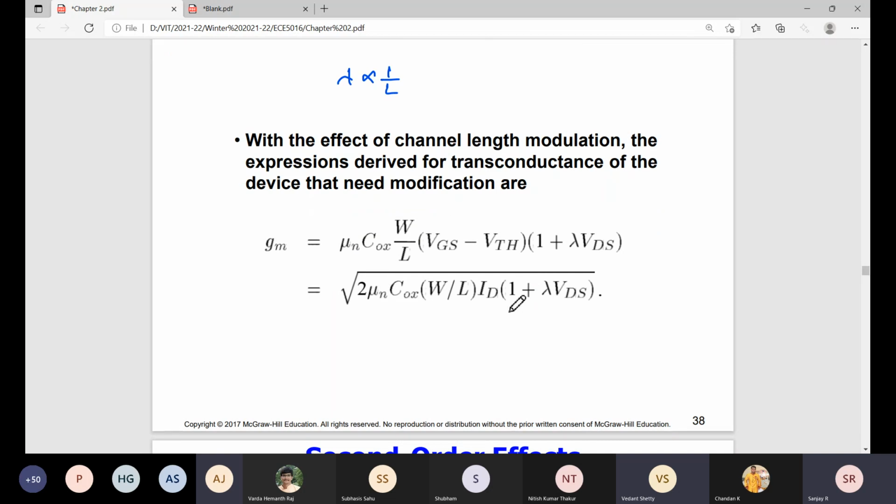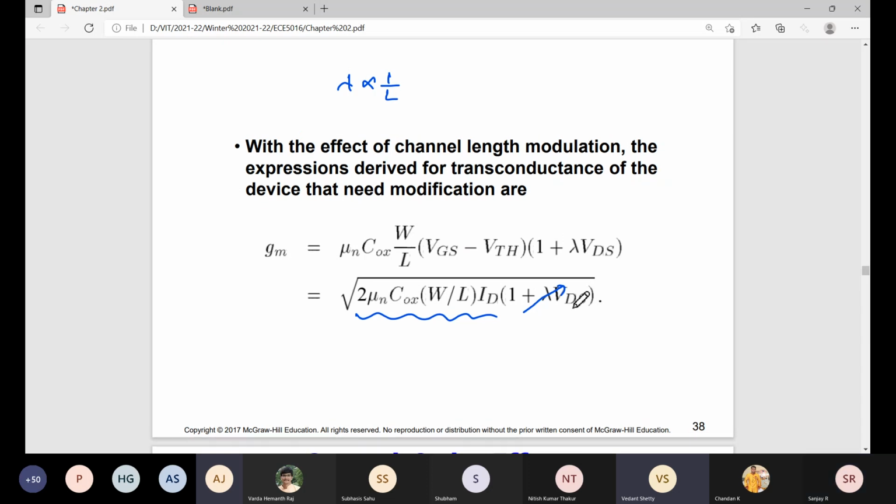Fine. Then with channel length modulation, we can derive the gm also. So the additional 1 plus lambda VDS term will come. But practically we'll assume this term is very, very small, so practically use only this expression. Don't worry about the gm with respect to lambda VDS. If you assume that, things will become complicated and we cannot analyze by paper. So practically, from a design perspective, for gm we'll neglect the channel length modulation or lambda effect.